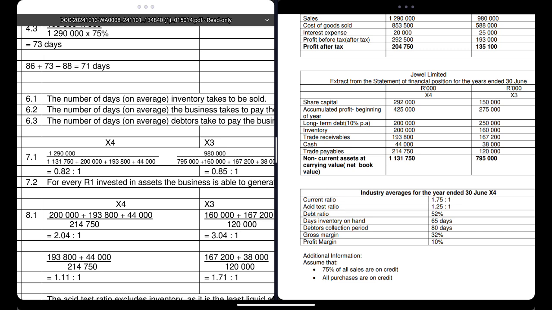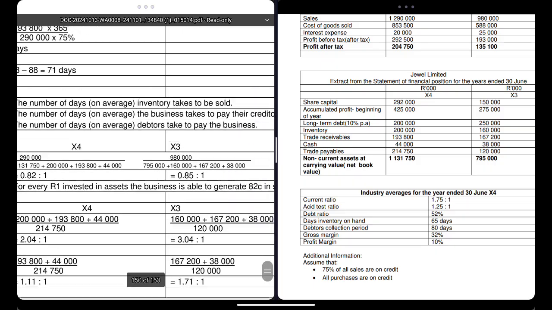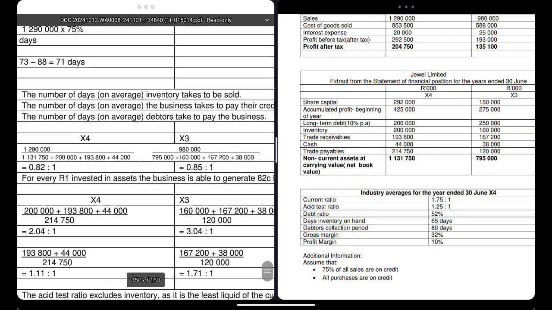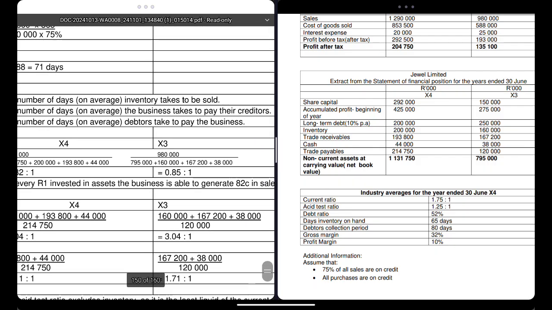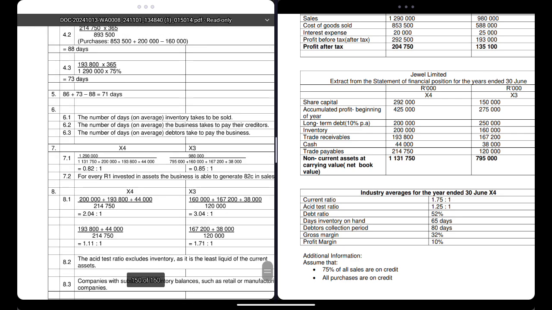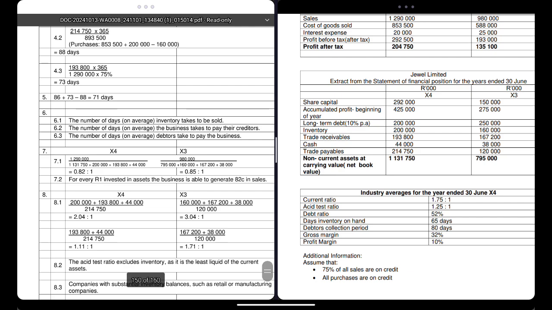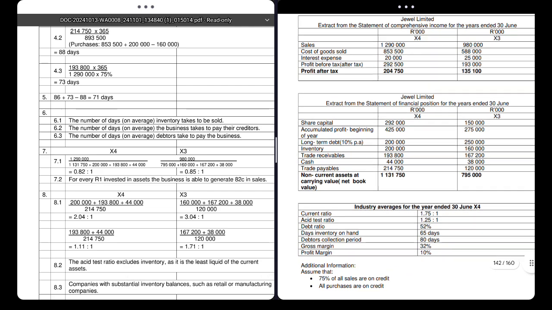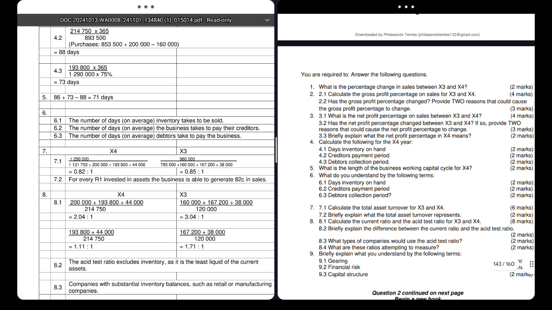So you'll see for every 1 rand invested in the assets, the business is able to generate 82 cents in sales. Basically. So for the other one, it's the same for the other year, exact same, literally. So 8.1.